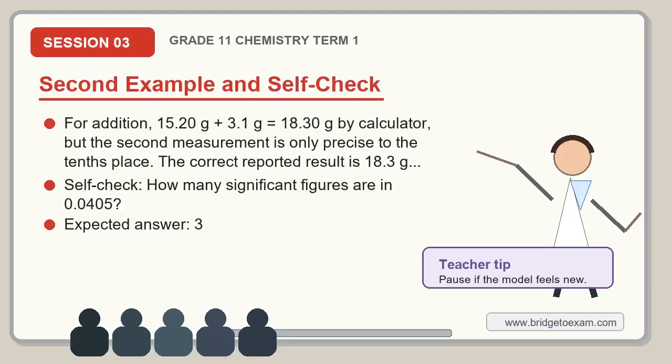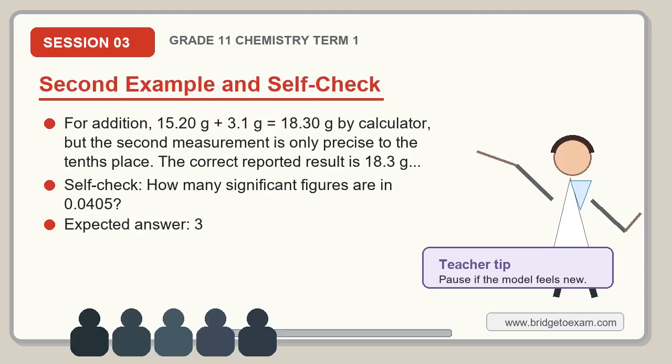Here is a second example. For addition, 15.20 g plus 3.1 g equals 18.30 g by calculator. But the second measurement is only precise to the tenths place. The correct reported result is 18.3 g. The rule protects you from pretending your data are more precise than your tools.